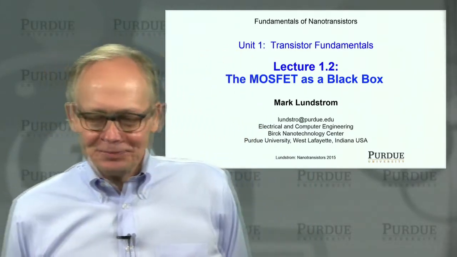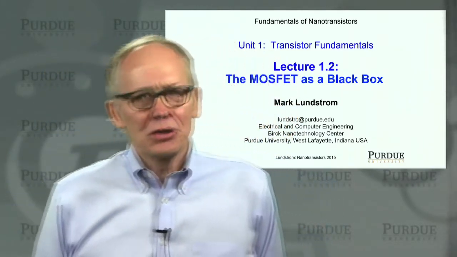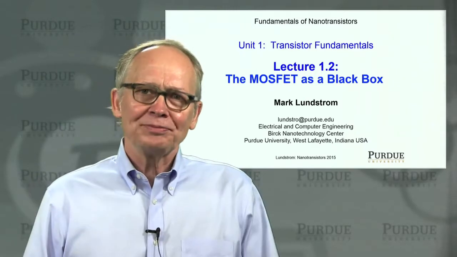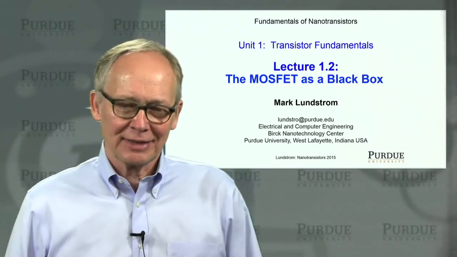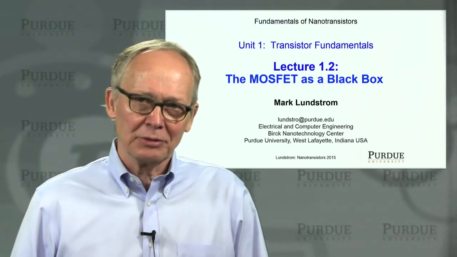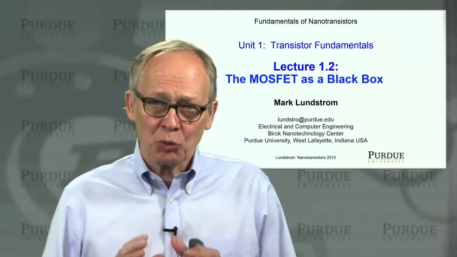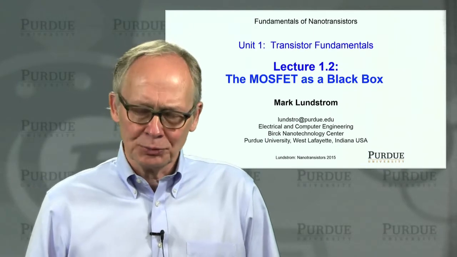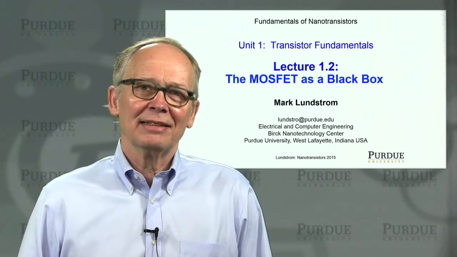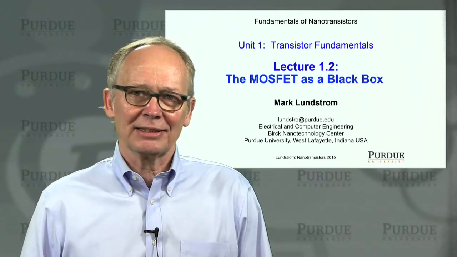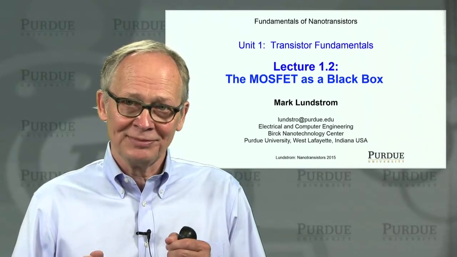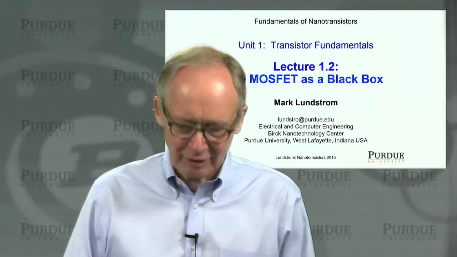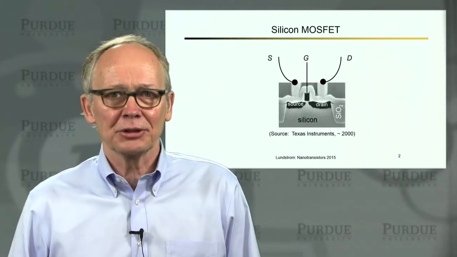Hello and welcome back. So this is lecture 2 of Unit 1. Now, as you know, this is a course about what goes on inside a nanoscale transistor, how the electrons and holes flow through these incredibly small devices. But what we're going to be doing in lecture 2 is treating these transistors as a black box. We're going to ask if we apply voltages to the terminals, what currents flow, and we're going to define some terms that we're going to need to deal with for the rest of the course.